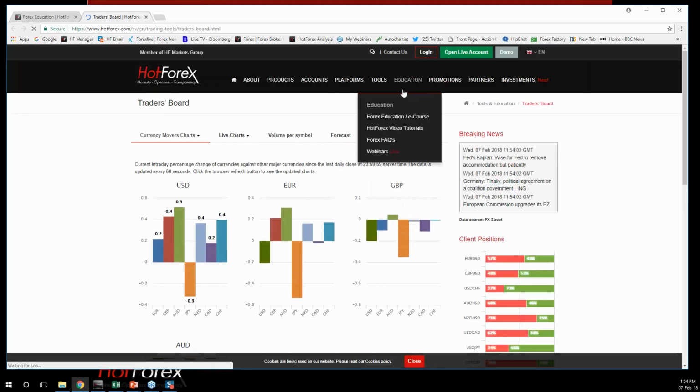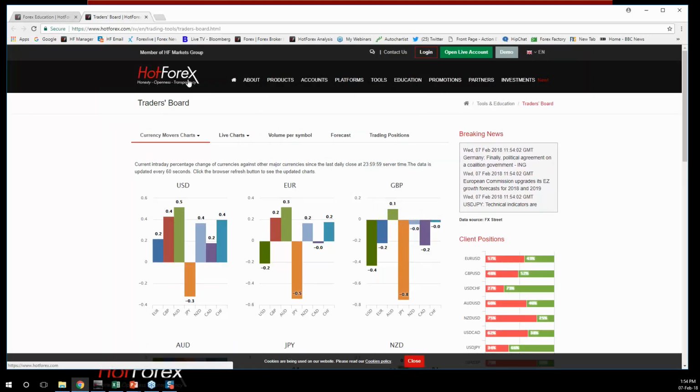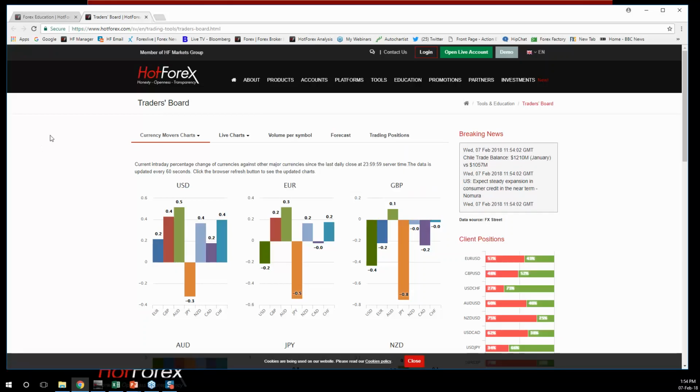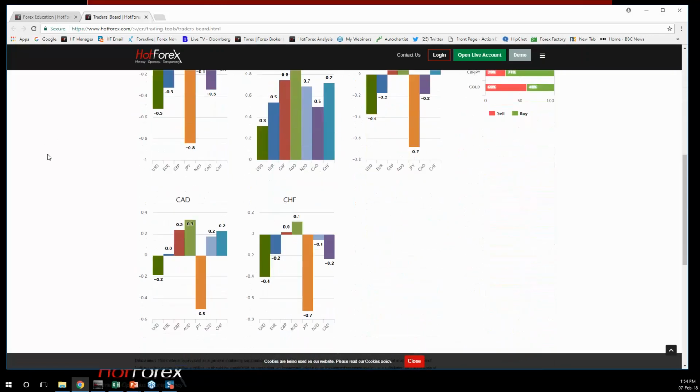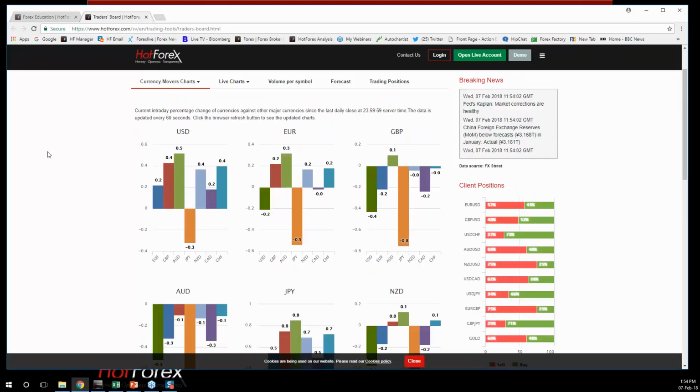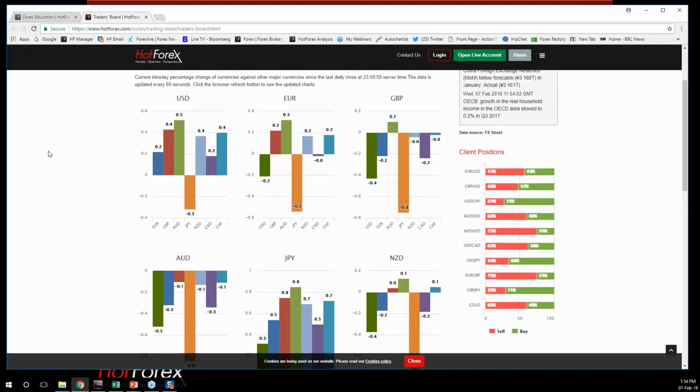Okay, so this is our traders board. Here's our website. We are here under tools, the analysis page, lots and lots of analysis, and within the analysis page is the traders board. What the traders board shows you is the relative strength of the 8 major currencies against each other. It's a quick graphical indicator of what's going on, and I really like it.